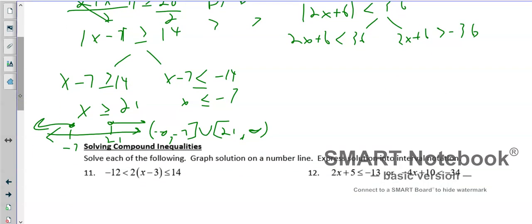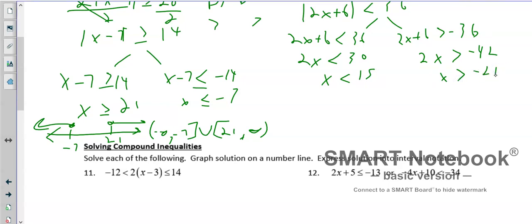I'm going to subtract 6 from both sides. So that gives me 2x less than 30 and 2x greater than negative 42. Divide by 2. X is less than 15, and x is greater than negative 21.